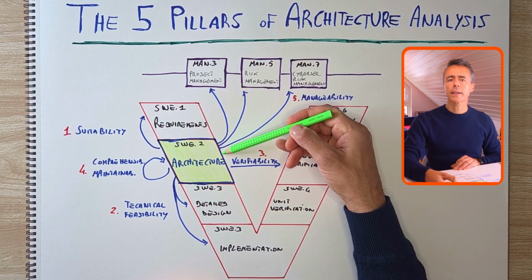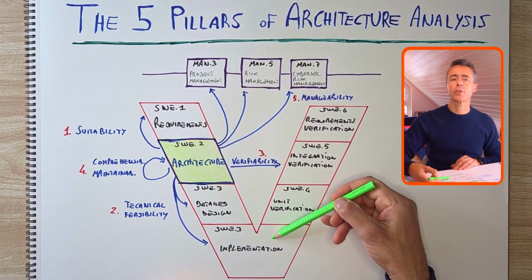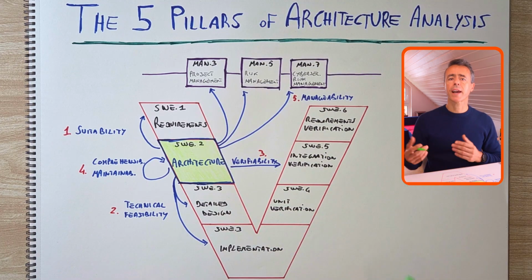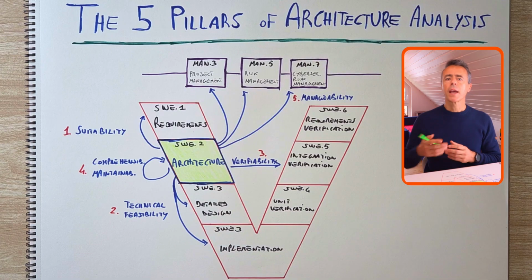Now let's start with some definitions based on the V model. In the V model, architecture analysis are performed between requirements and implementation. Requirements describe the problem. They define what must be achieved. Implementation is the solution. For software, this is the code. For hardware, it's a populated PCB.